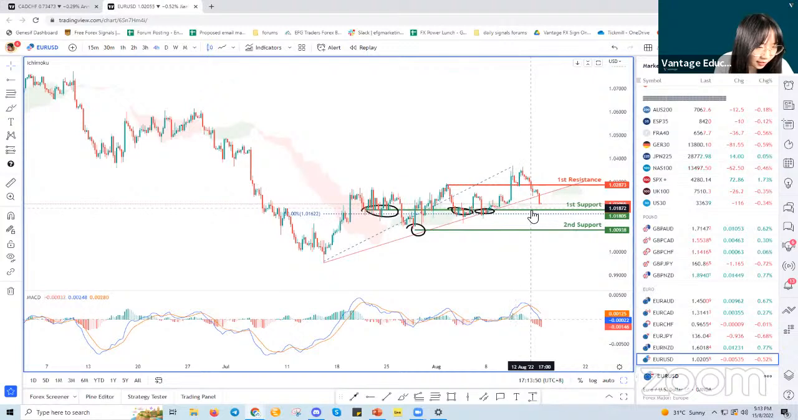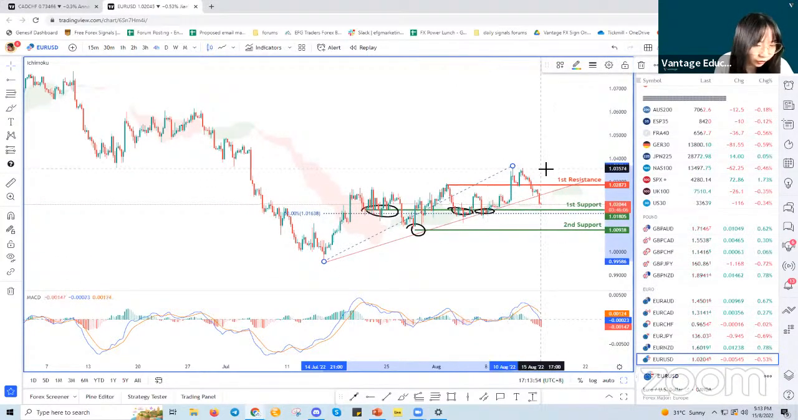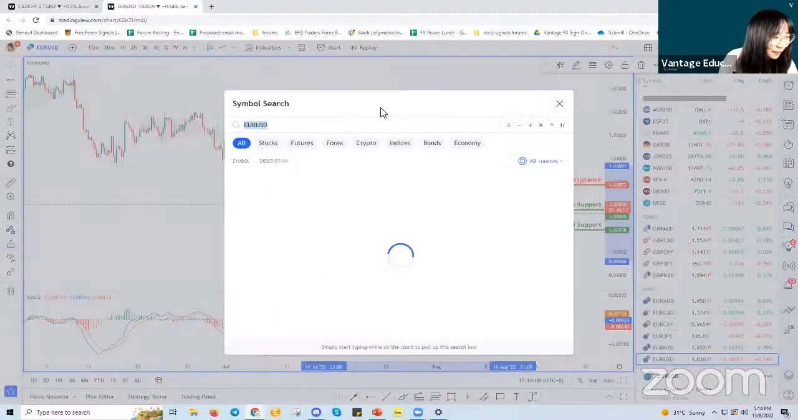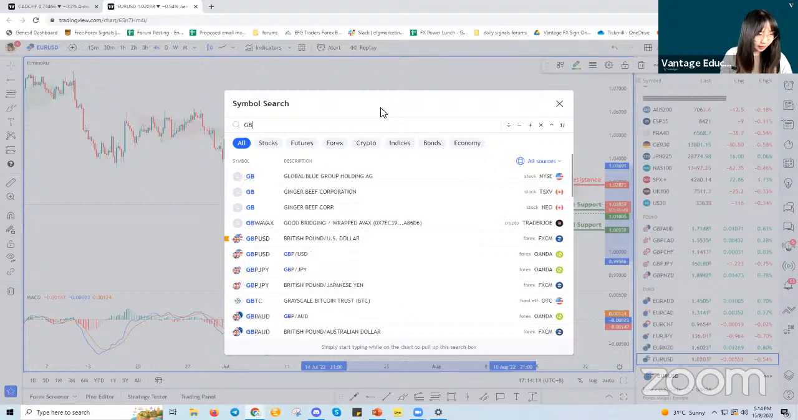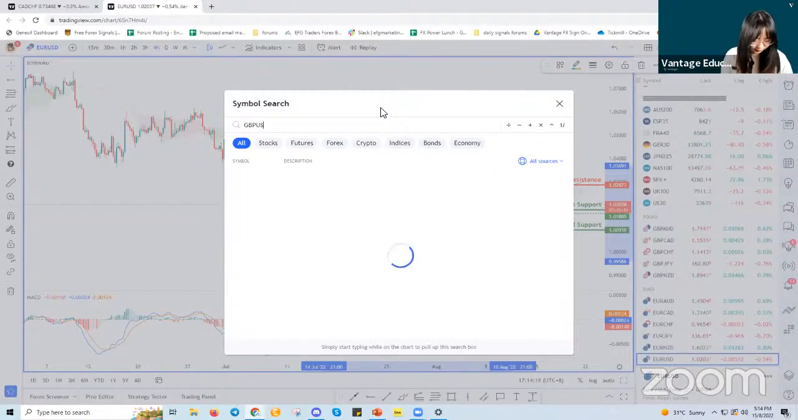Okay, so this is our analysis for the Euro dollar, and then we move to another pair. If there is anything unclear or anything you'd like to discuss with me, you can let me know, because you are the only one here, so we can discuss anything you want. Now let's move to another pair, GBP USD.